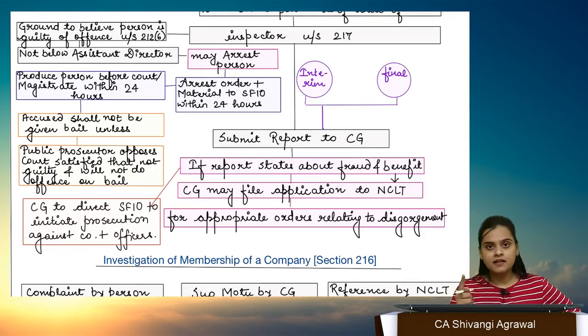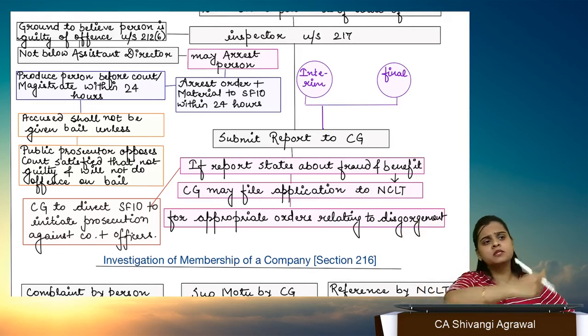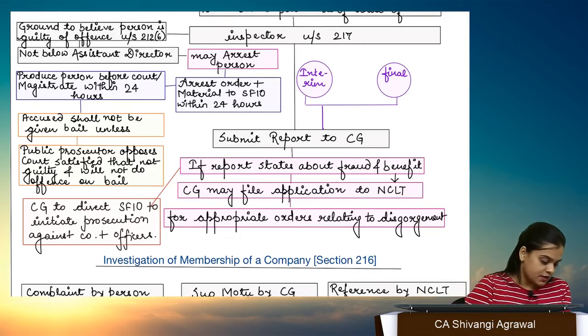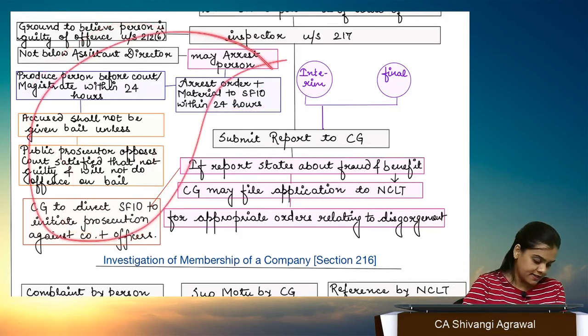But sick, infirm, under the age of 16 and women, these are the four people who get relief. That means even if the special court wants, they will not give an opportunity to the public prosecutor to oppose the bail and grant bail. So it is at the discretion of the special court in those cases. Okay, so here we have the whole part of arrest.